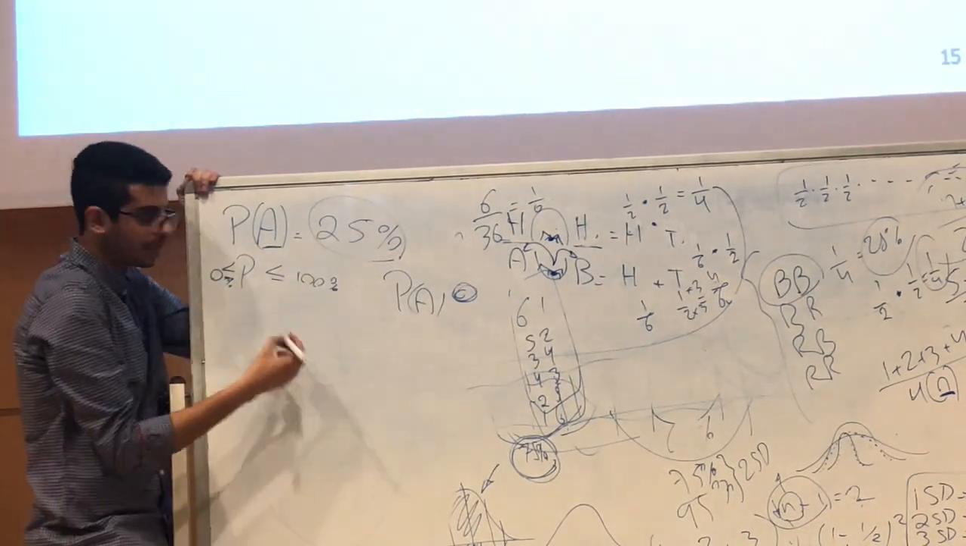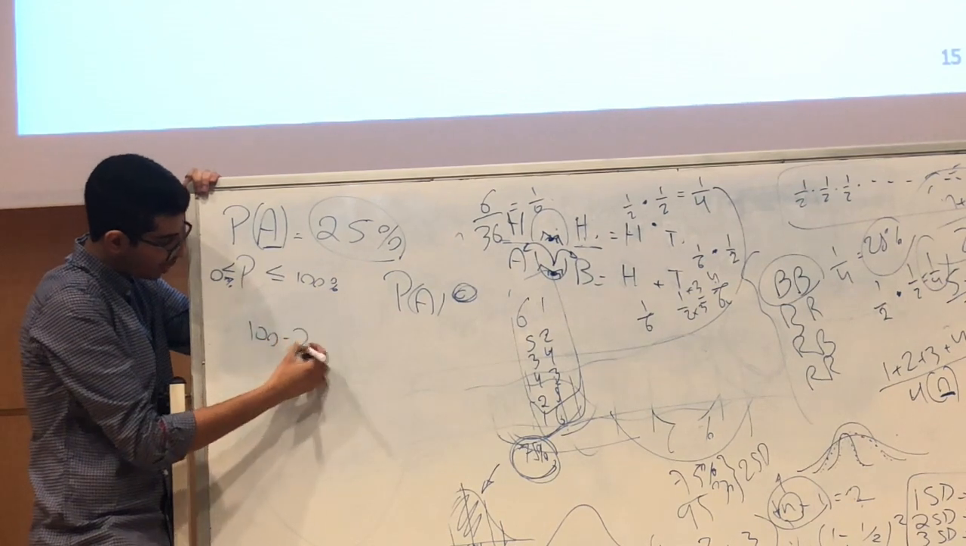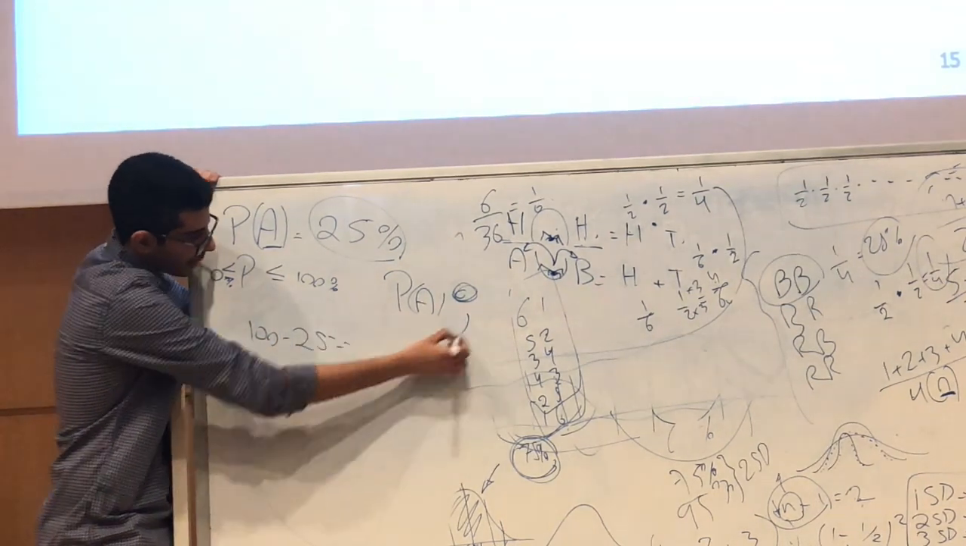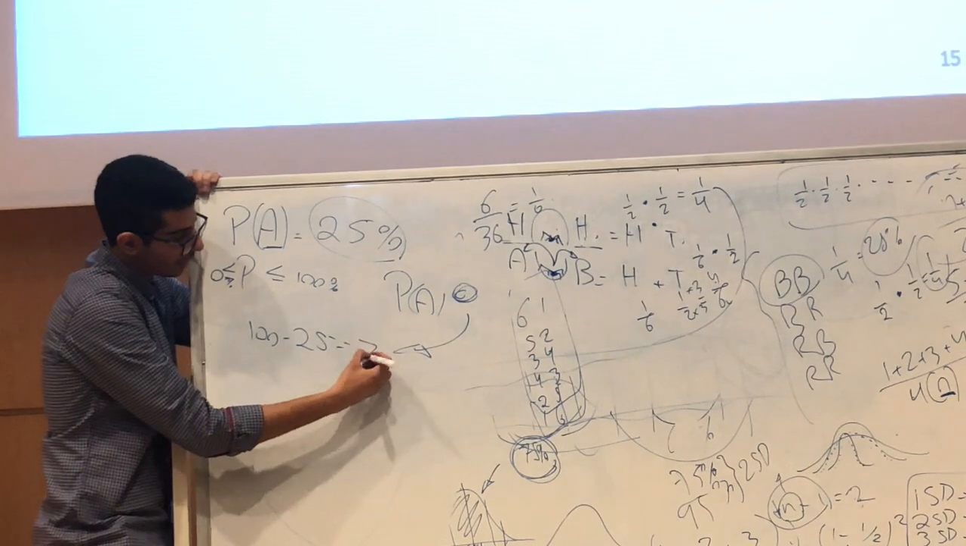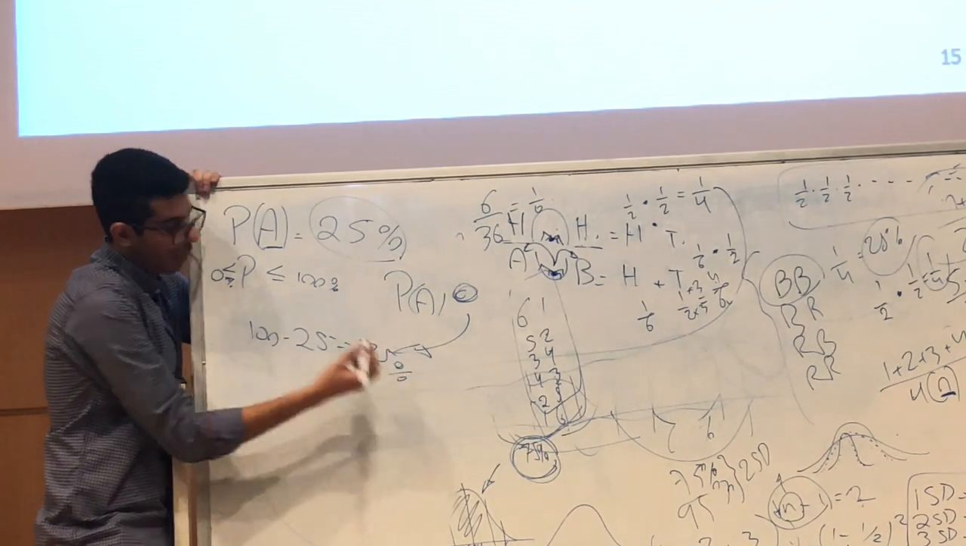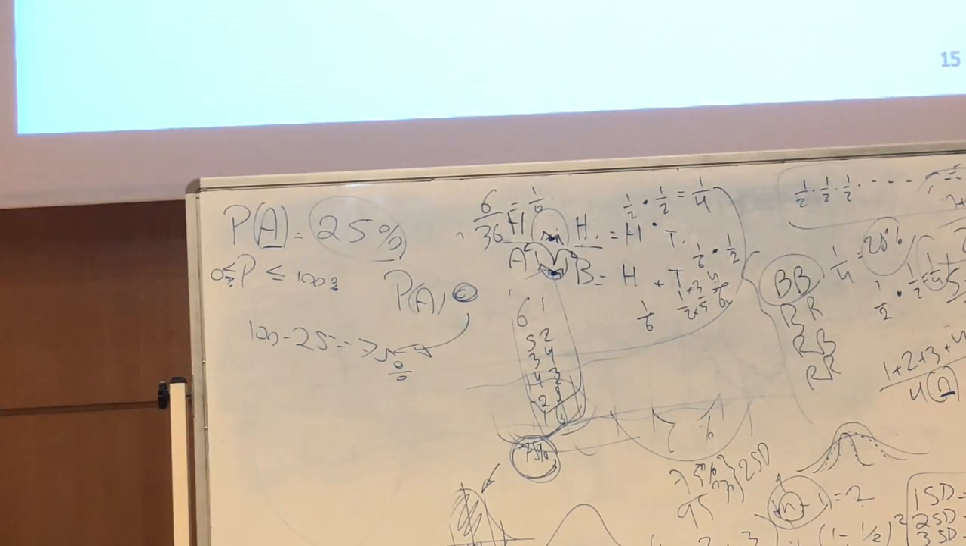So how do you find the opposite of this? 100 minus 25 equals 75%. And we call this the complement. The complement is the opposite. Okay?